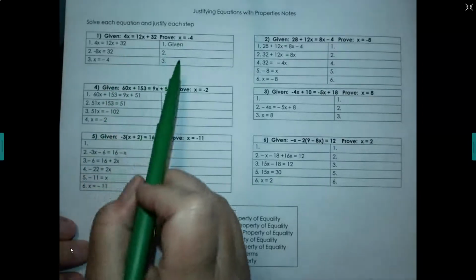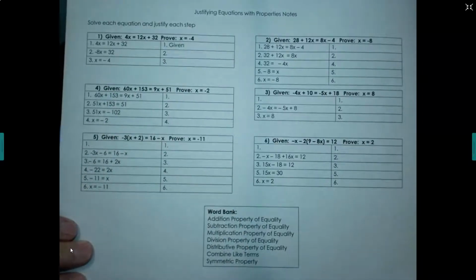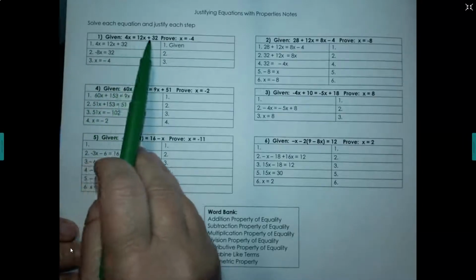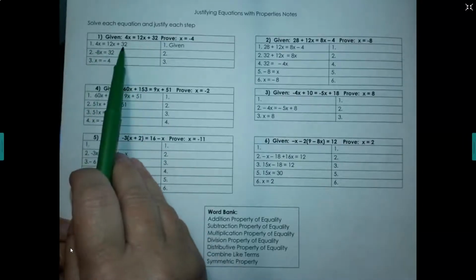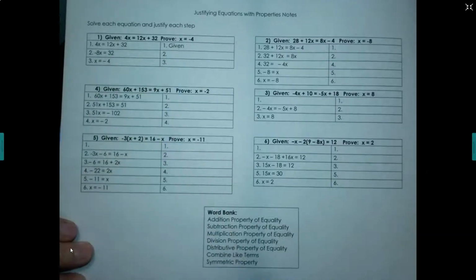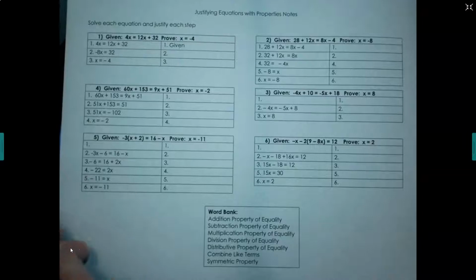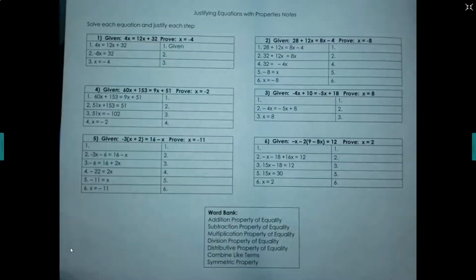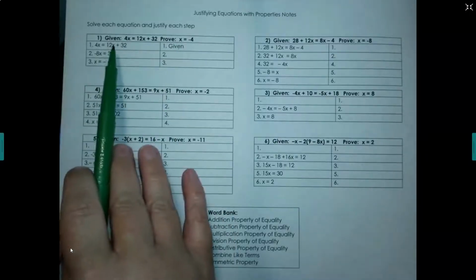This is a 2-column proof because there are 2 columns. The first line will always be the given problem. They're going to give you a problem, and if it's not written in, you'll write it in and write the word given here. That's the proof for that piece of information: I gave it to you. And we want to prove that x equals -4. So really what you want to do is you're going to solve this equation.